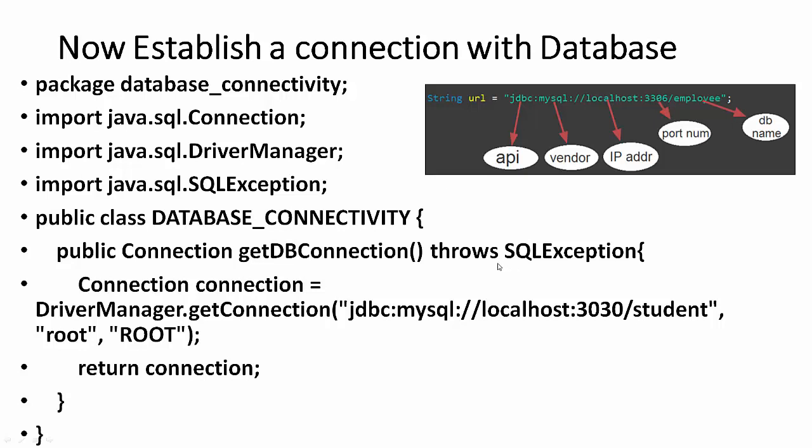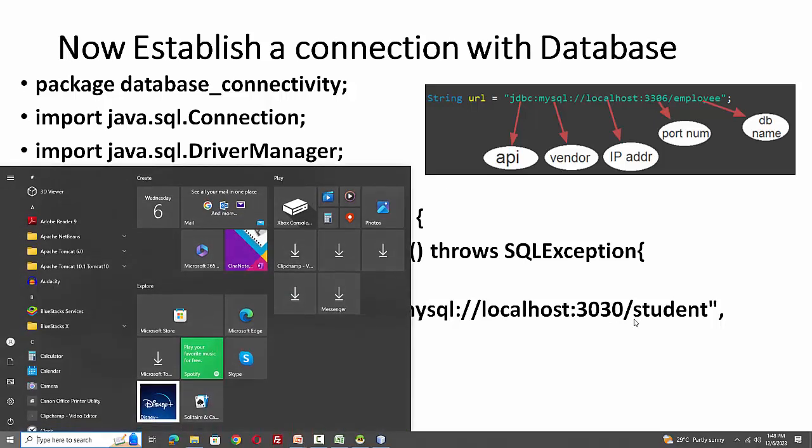Now we are going to create a connection object, the name is connection, DriverManager.getConnection. Now we are going to establish a connectivity between JDBC and MySQL. MySQL is a software which we have installed. JDBC followed by colon, MySQL, and within it we have named localhost. The port number is 3030. The name of the database which we have created is student. So here we have created a student database. Now the username is root, and root is the password, and it is going to return the connection.